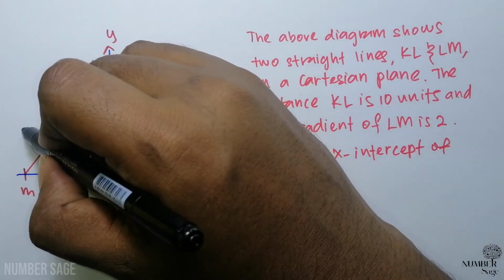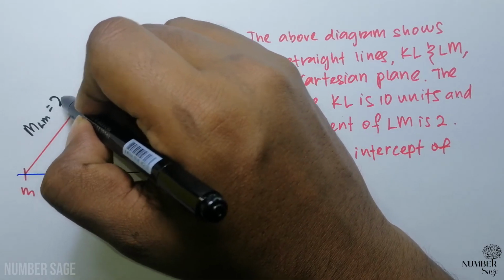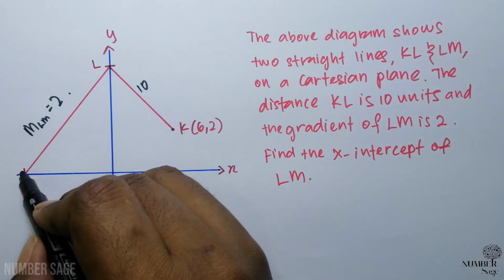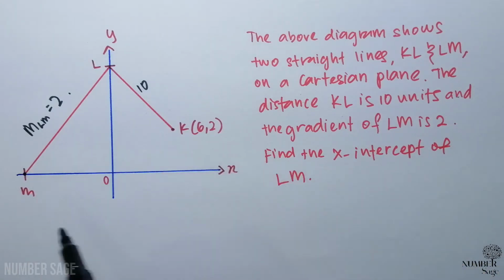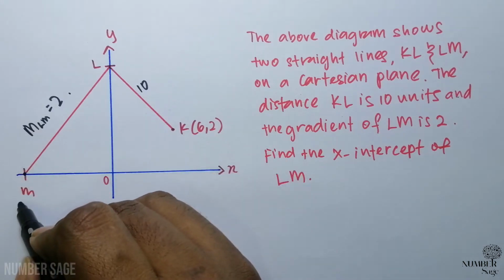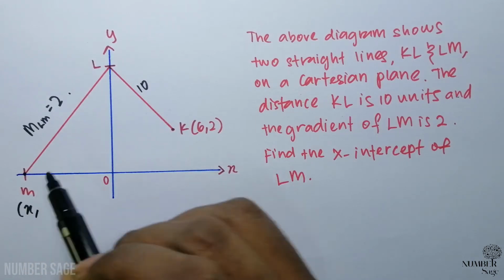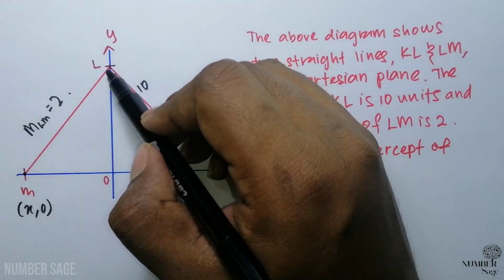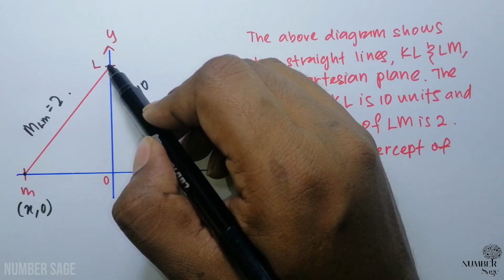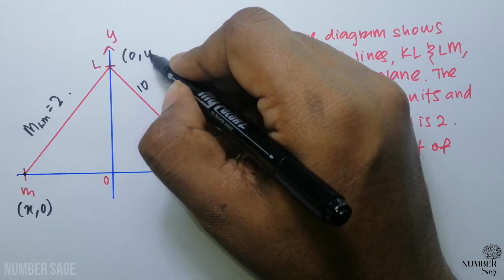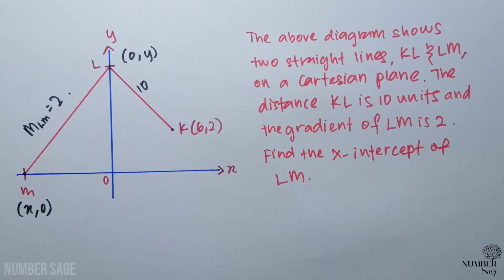So the gradient of LM is 2. Find the x-intercept of LM. So basically we need to find the x-intercept. This is the x-axis, with LM intercepting the x-axis, so basically we need to find the x. If it's intercepting x, y is always 0. Similarly, this point L is intercepting y, hence the coordinate for x is always 0 and there will be a y coordinate. So now let's look at step by step how we are going to solve this question.